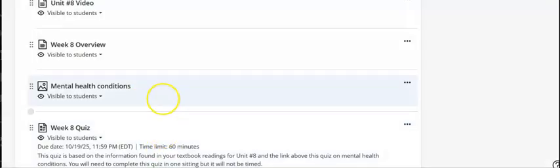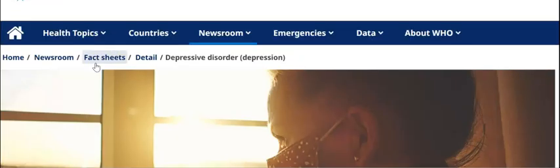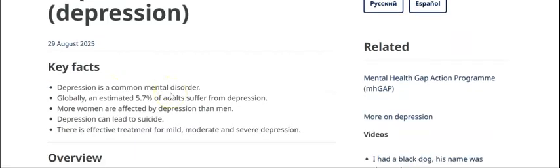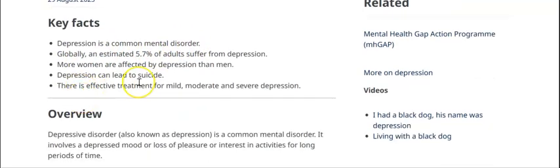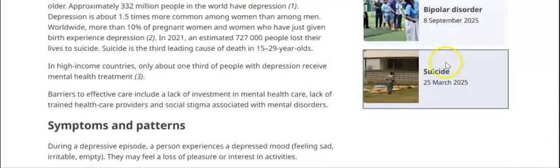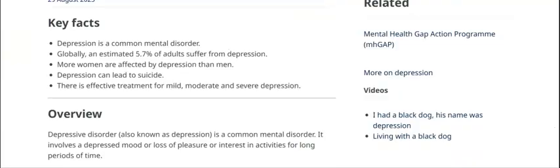Moving along from that, you have your quiz, and that quiz is based on your readings for Unit 8 found in the textbook, and the link above on mental health conditions, what I just reviewed with you. Next is the World Health Organization and some information about depression worldwide. So this is what you're reading, some of the key facts. You can see that it's been updated in August of 2025. It is depression, a common mental disorder. It's talking about globally, what do we know? You can even get some fact sheets on some of the other mental health disorders from here, symptoms, all that you would need to know about depression, but in a global context.